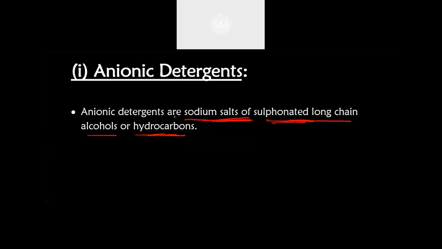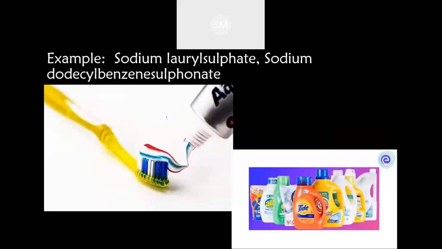Where will you find these anionic detergents? Your toothpaste contains anionic detergent, and most of the detergents which we use for cleaning purposes are also anionic. You can remember the names sodium lauryl sulfate and sodium dodecyl benzene sulfonate. These are the 2 examples of anionic detergent.